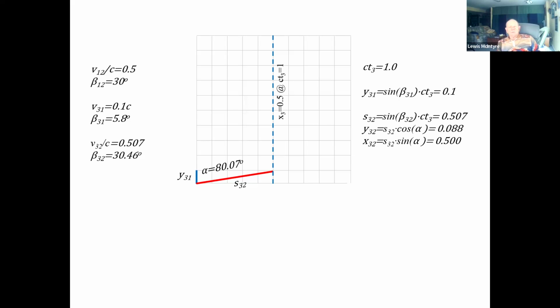The Lorentz transform affects distances only in the direction of motion. Therefore, the x32 component of total distance S32 is 0.5 at time CT3 and is not affected by this or any other value of V31, as that velocity is normal to V31.